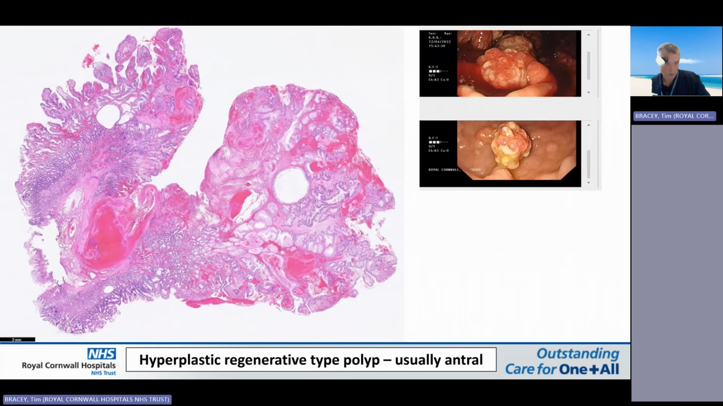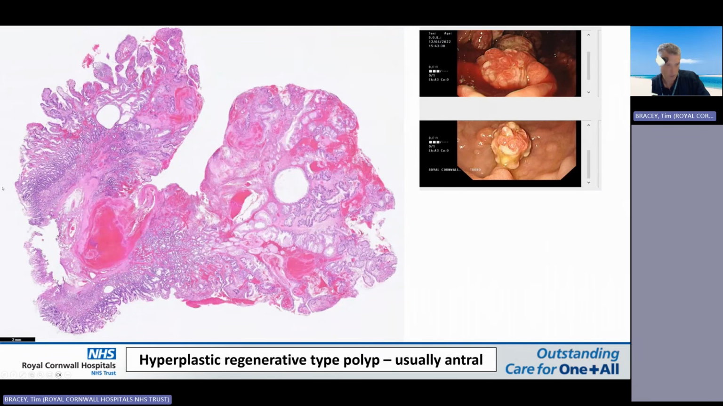So this is what I mentioned before. This is what I tend to say. I don't just call these hyperplastic polyps, because they're not neoplastic. These are hyperplastic regenerative type polyps. They're nearly always in the antrum of the stomach, and this is the appearance on the endoscopic pictures. The mucosa always looks abnormal around it, often with ulceration elsewhere as well. And then, a polyp of more than 2 centimeters anywhere in the gastric mucosa is malignant until proven otherwise.